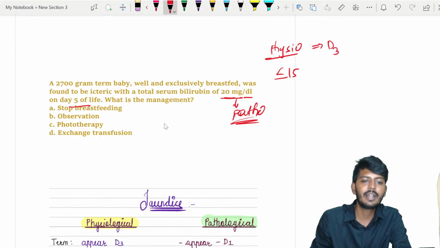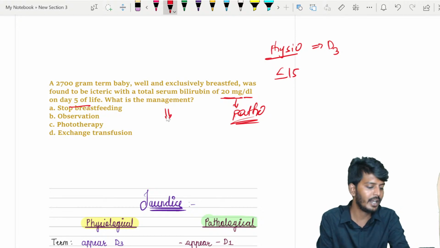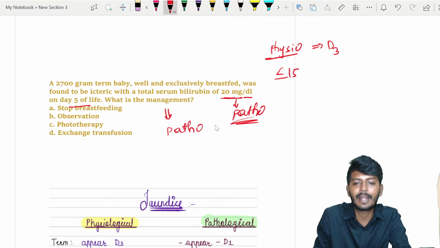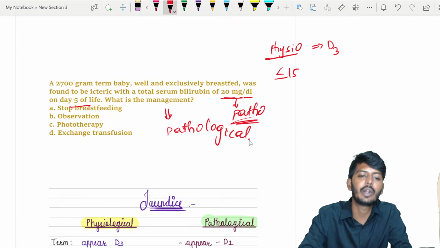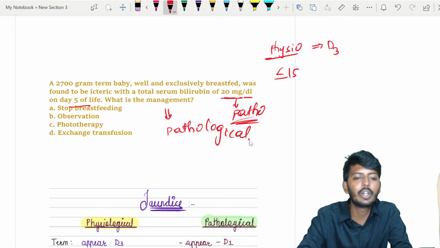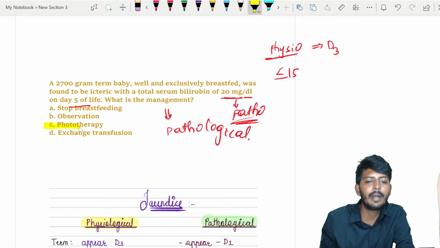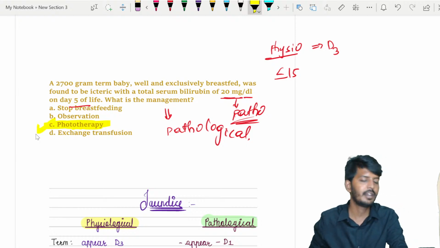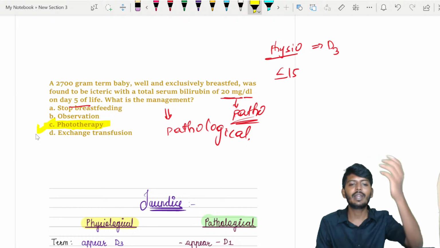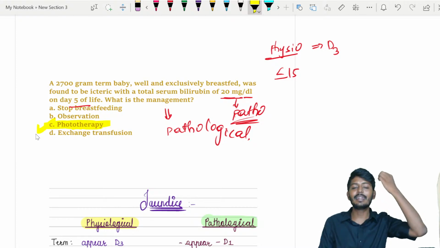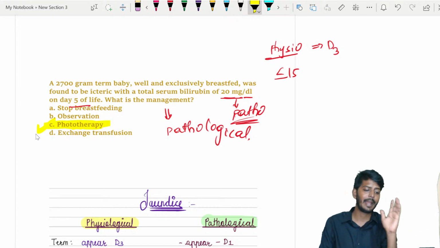Okay, so the diagnosis will be pathological jaundice. Here we are not going to observe, and we are not going to stop breastfeeding. For all pathological jaundices, we have one treatment which we need to remember. The answer is phototherapy. We can also go for exchange transfusion if phototherapy is not working or if there is a very severe form of hyperbilirubinemia, but normally first line management is always phototherapy.